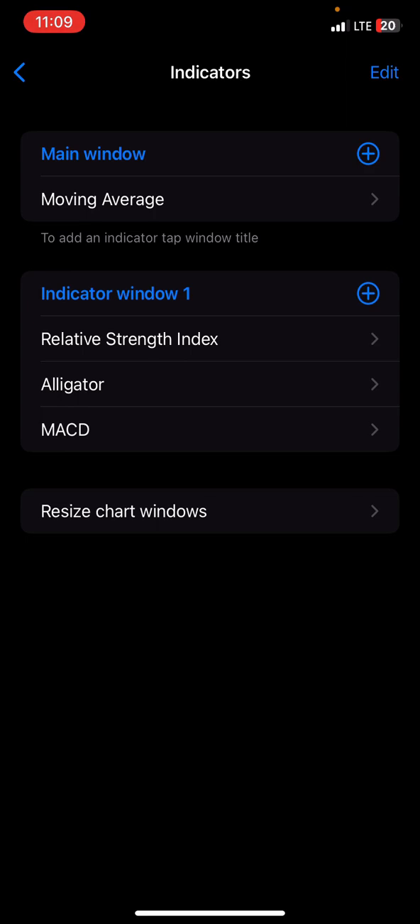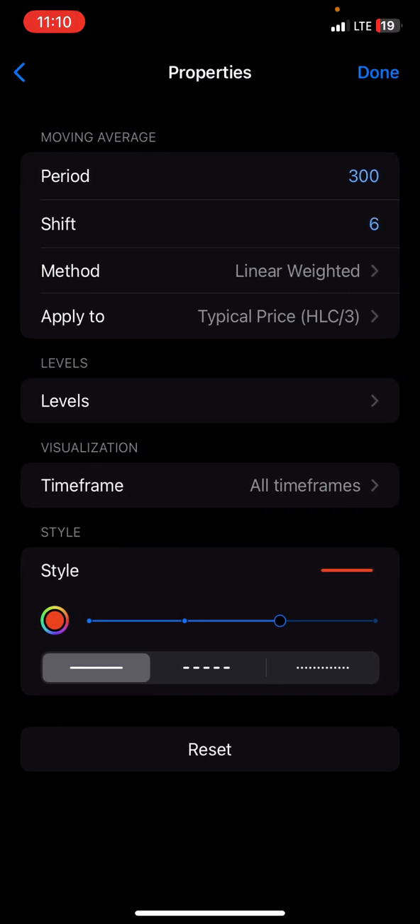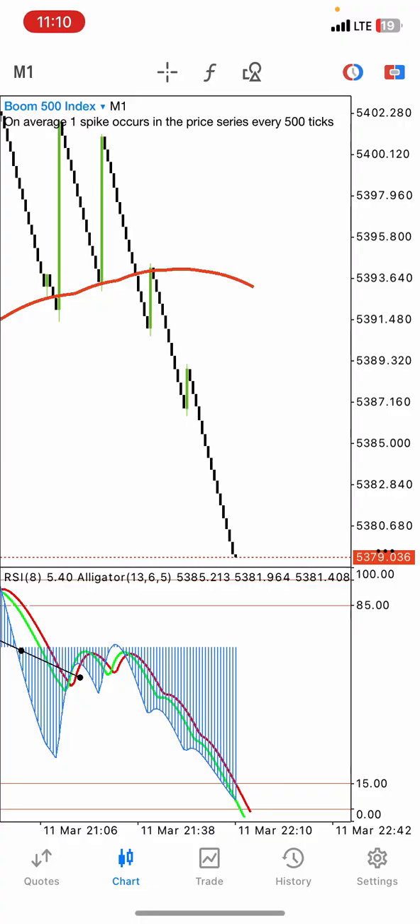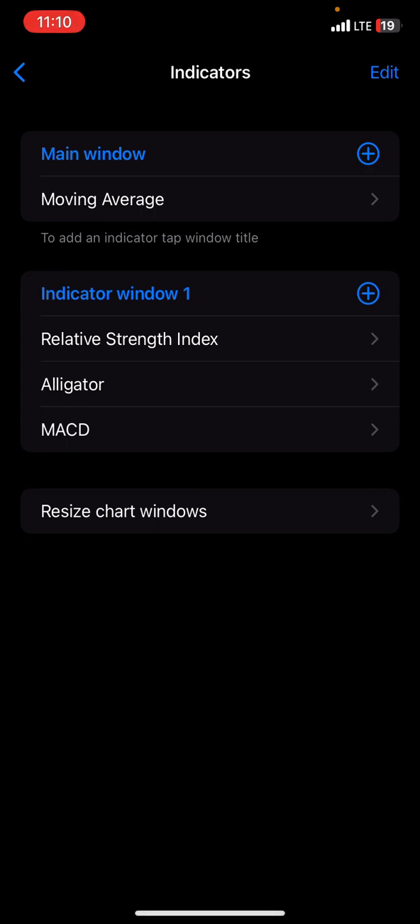So we have three indicators. I'm not including this one. This one is just to know the trend. The MA there is just to know the market trend, which is period 300, shift is 6, method is linear weighted, applied to typical price. What it does is, if you stay on the 30 minutes time frame and you check, you see the MA above the current price, that means we are in a downtrend. But if the MA is below the current price, below the candlesticks, that means we are in an uptrend. So yeah, that's its job.